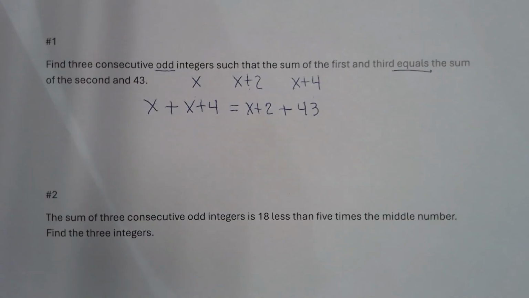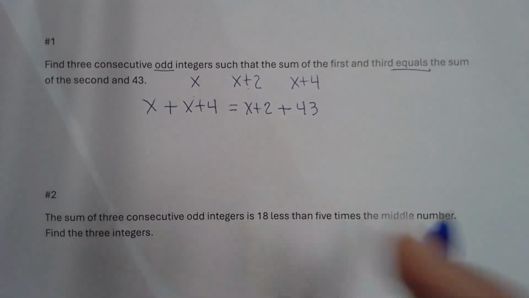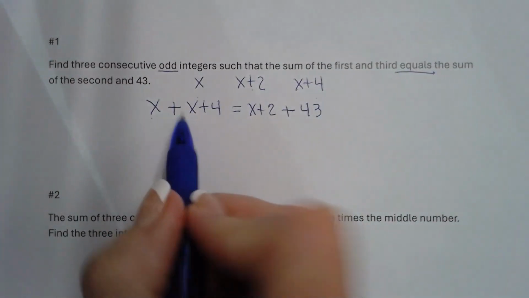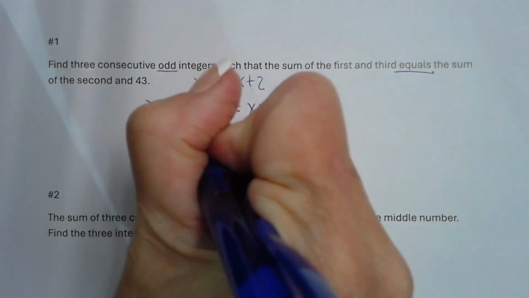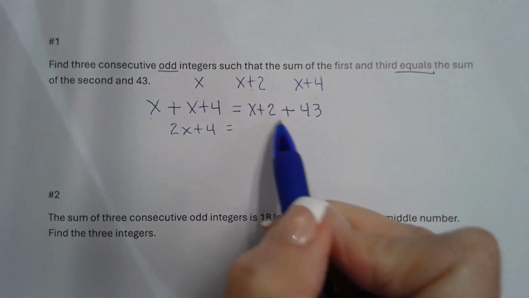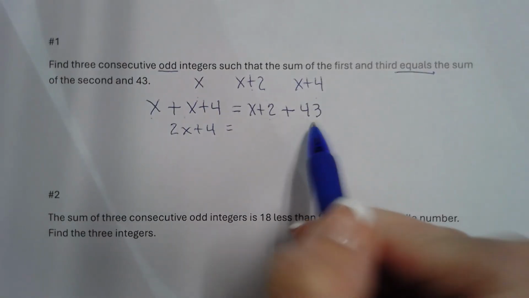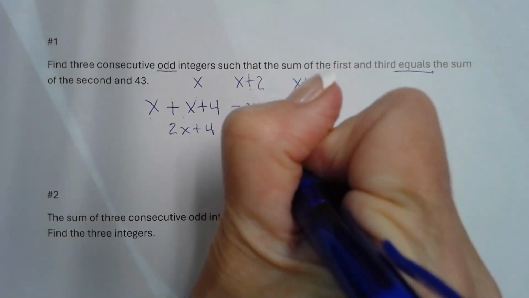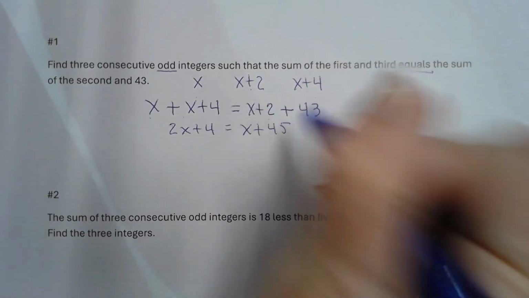Okay? Now it's just a multi-step equation problem. The first thing I'm going to do is combine like terms on the left. 1x and 1x is 2x. I'm going to combine like terms on the right. I got a 2 and a 43. That gives me a 45. So that's x plus 45.